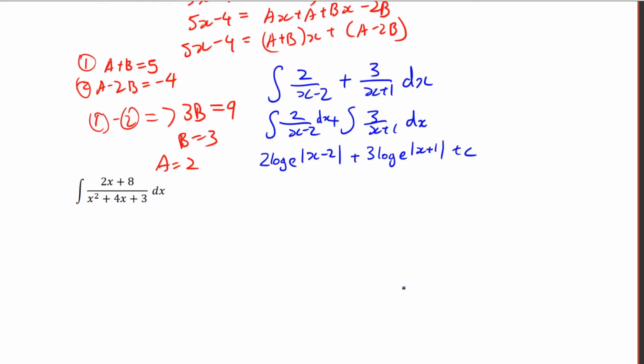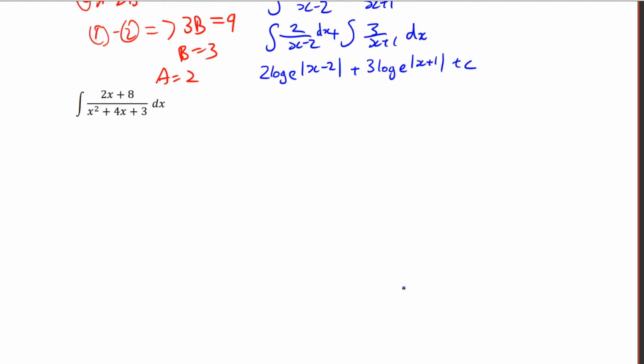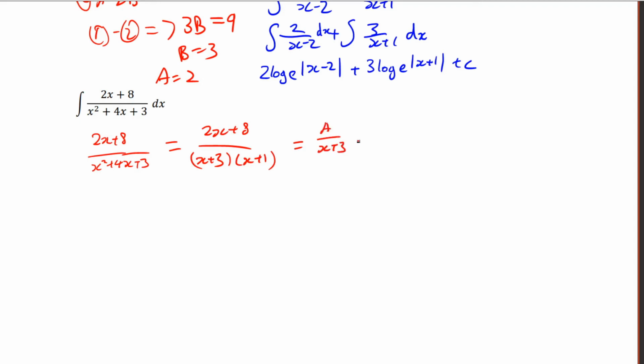Moving on to another example, I have (2x + 8) on (x² + 4x + 3). I want to write the denominator as a product of factors. Factorizing this quadratic, I need two numbers that multiply to 3 and add to 4. I know 3 and 1 will work. And then this will equal A on (x + 3) plus B on (x + 1).